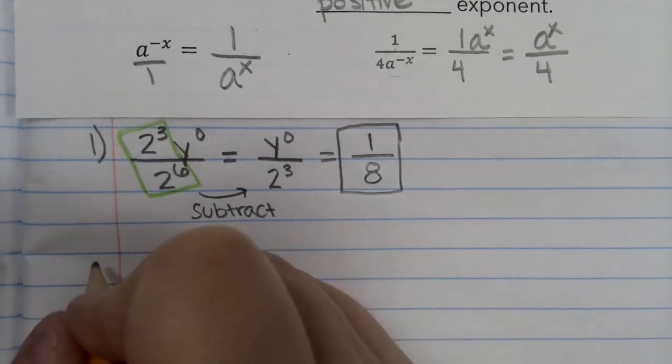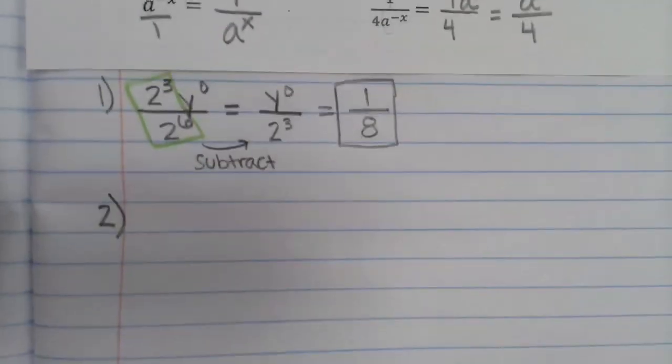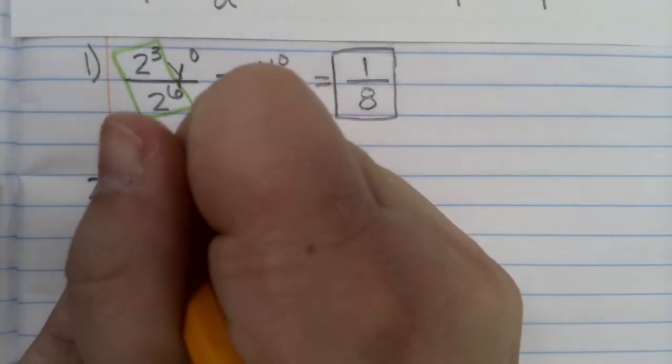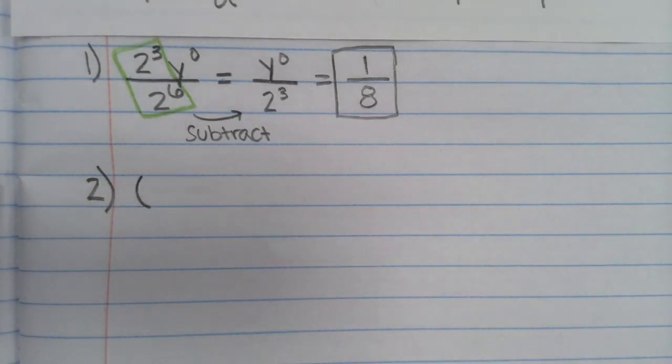Okay, number 2. Now we're going to start introducing more variables. Okay, so number 2 we have in parentheses. This one you want to keep up with as we write, because it's going to be a lot.